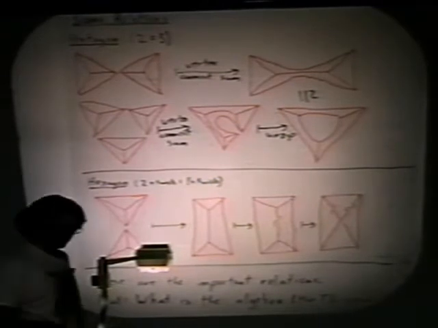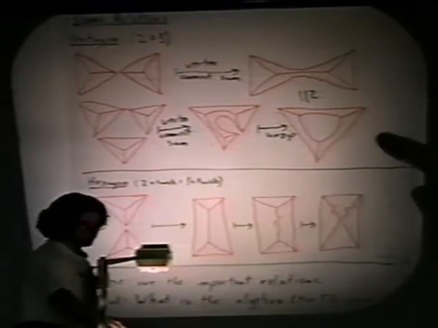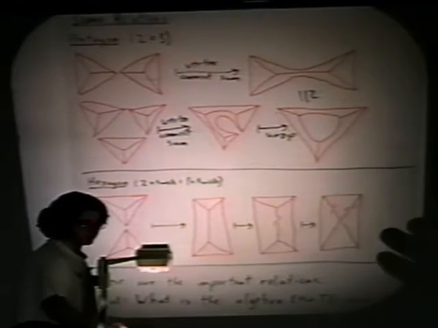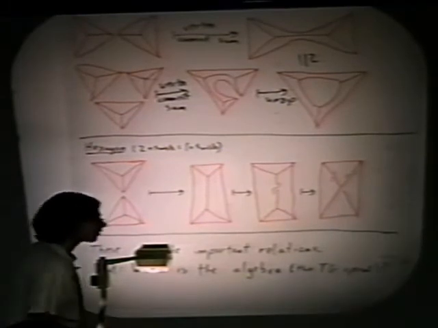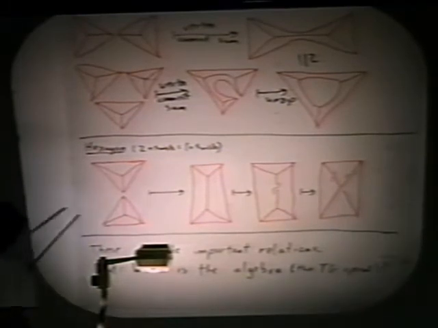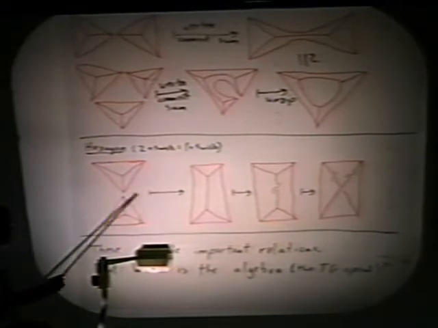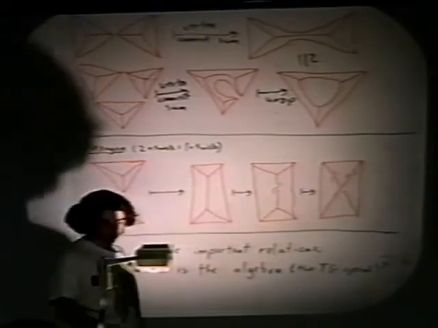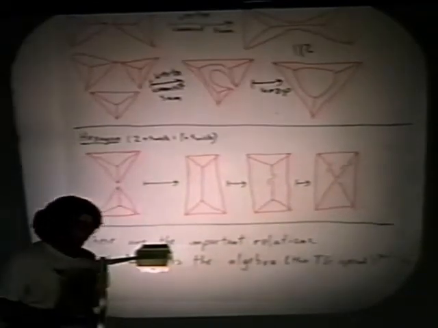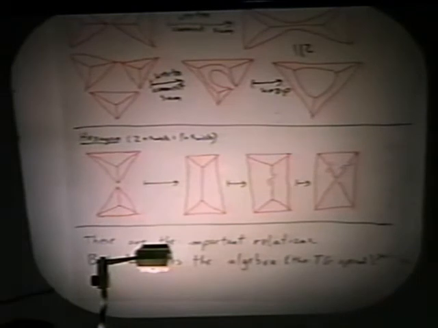But this relation only involves the tetrahedron, and of course we need some relation which involves the framing as well. And it's here. Basically, you can put together two tetrahedra in such a way that you get a single tetrahedron. So, these are the important relations. There might be more relations, but they're not going to be so important.